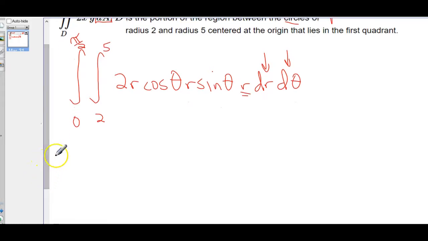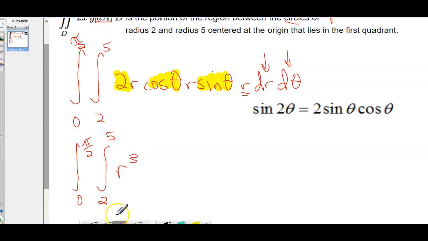Alright, so there is my integrand. I'm going to simplify it a little bit nicer. So this is going between 0 and pi over 2, and the radius between 2 and 5. I've got 1, 2, 3 r's, so that's r cubed. And then I have 2 cosine theta sine theta. If you'll recall from your trig days, instead of 2 sine theta cosine theta, I'm going to make it into the sine of 2 theta.